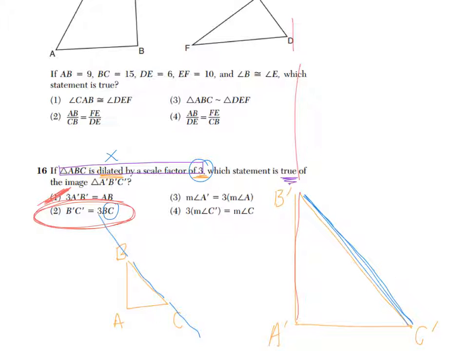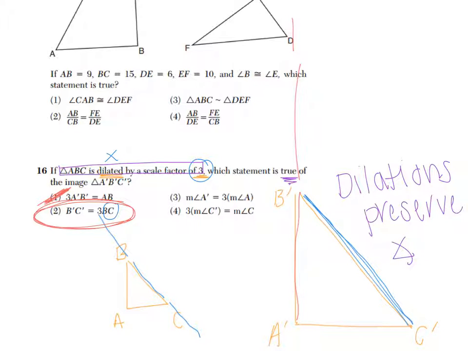If you're wondering why it's not choice 3 or 4 here, remember, under a dilation, angles are preserved. All right, so if you don't have that down on your paper, you might want to add that. So dilations preserve angle measure.